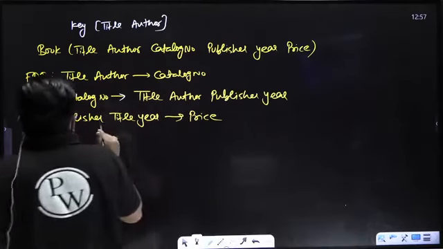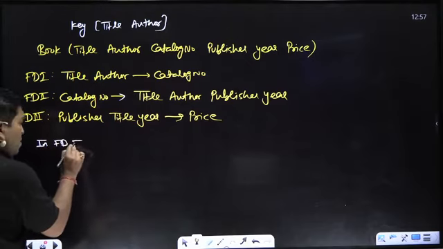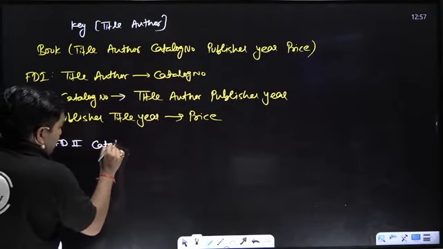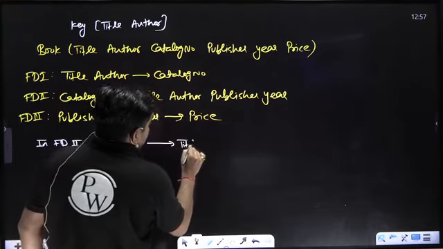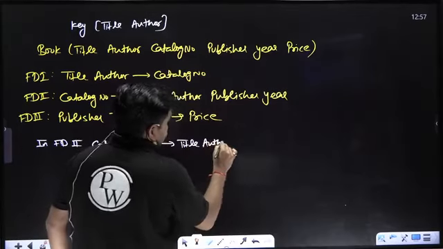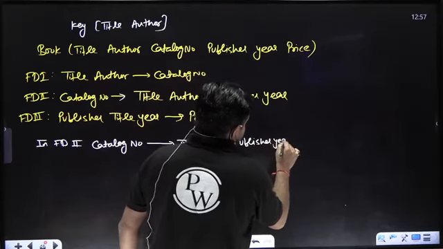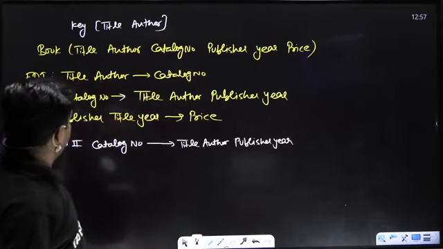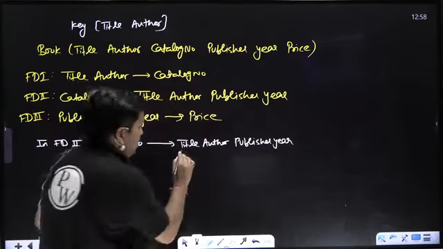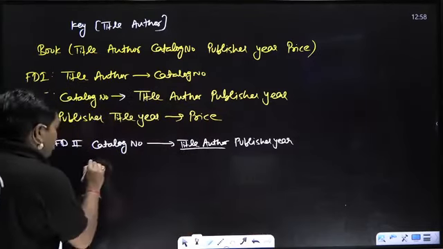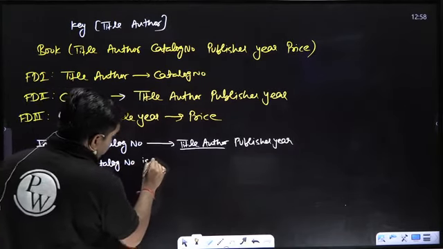So here you can see in FD number second, catalog number determines title, author, publisher and year. FD number second: catalog number determines title, author, publisher, year. Here you can see this is determined by catalog number. So catalog number is also a key. Catalog number is key, my dear.